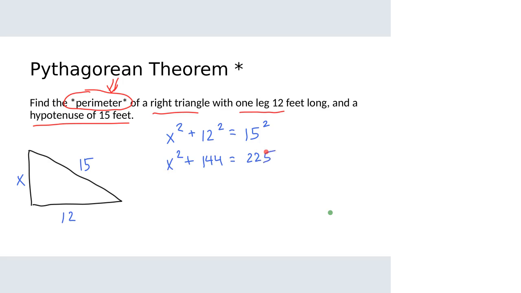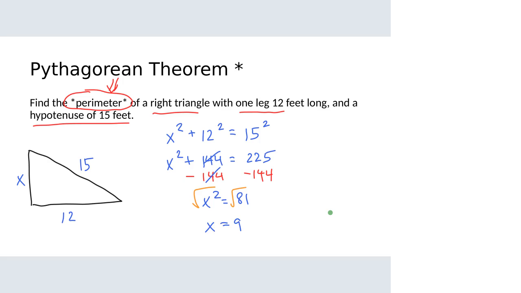I've got to solve this equation for x. And like we've done in the past, when I have that x squared term I need to get by itself, we're going to subtract 144 from both sides. When I subtract 144 on the left, those cancel, leaving just x squared. And when I subtract 144 on the right, I get 81. Taking the square root of both sides to get x by itself, what we end up with is a nice tidy 9. We found out that x is 9, and that's great.